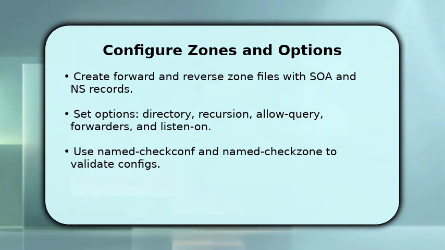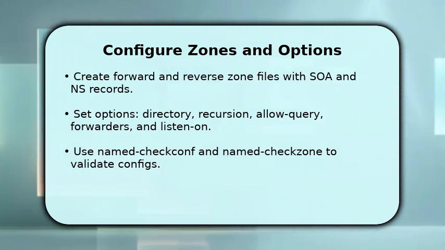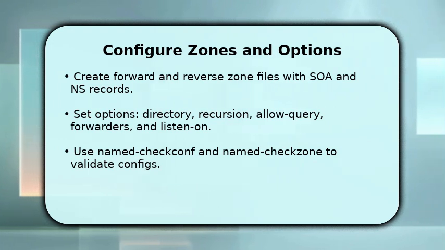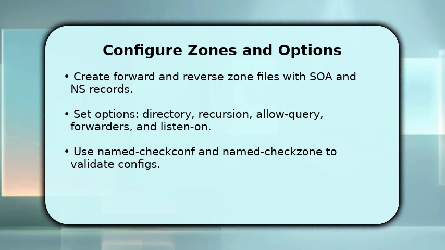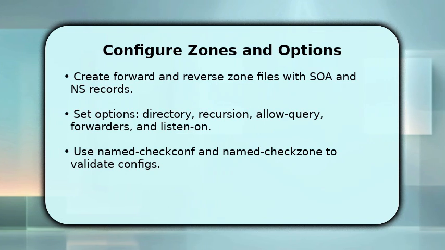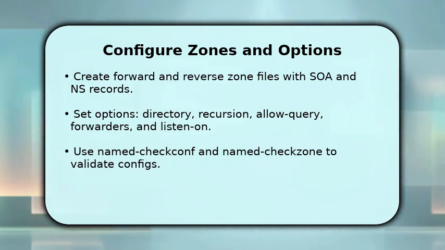Configure global options. Set the working directory, control recursion, define allow-query ACLs, add forwarders, and specify listen-on addresses. Validate every change using named-checkconf and named-checkzone. These catch syntax and serial mistakes. Once valid, reload or restart the daemon to apply changes and prepare for testing.